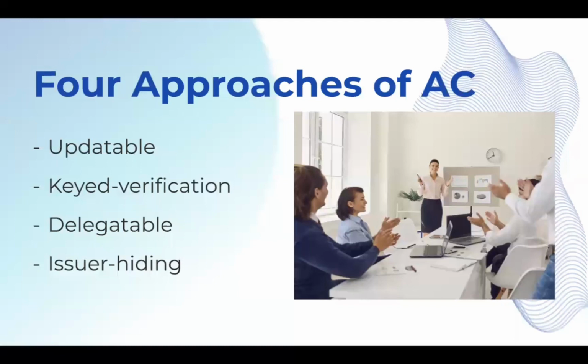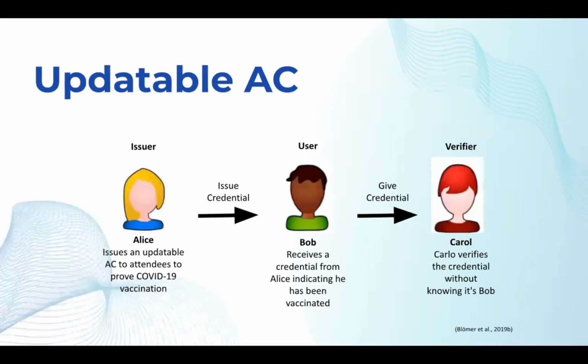We will now delve into the four advanced AC approaches. Elva will initiate with updatable AC. Updatable AC allows users to update identities while keeping them private. Think of Alice organizing a big event. She issues credentials that show the latest COVID-19 vaccination status. The status can change, and Bob wants to use this credential to get into an area run by Carol. Carol verifies the vaccine status, but she doesn't know it is Bob.